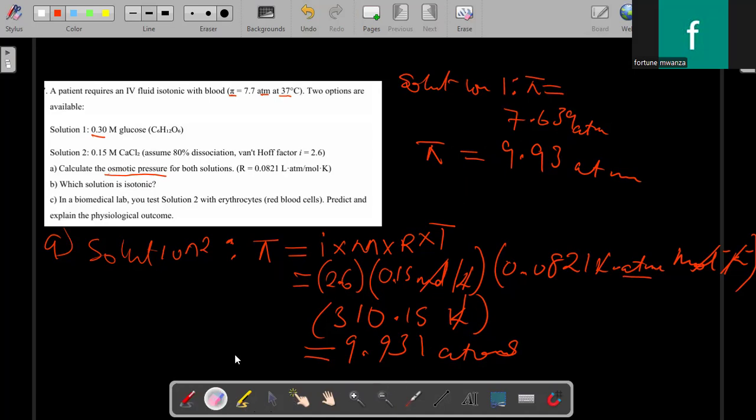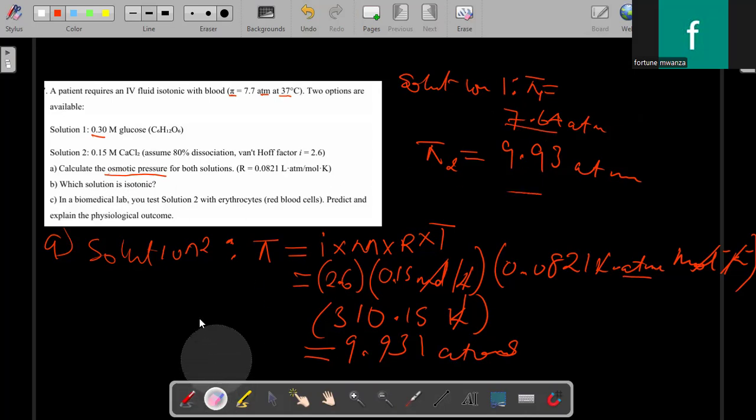So I can write 64 to have uniformity there. You can say I have 7.64 atmospheres. Just round it off to three significant figures, both of them. Okay, so these are my osmotic pressures for solution 1 and solution 2. Let's go to part B.